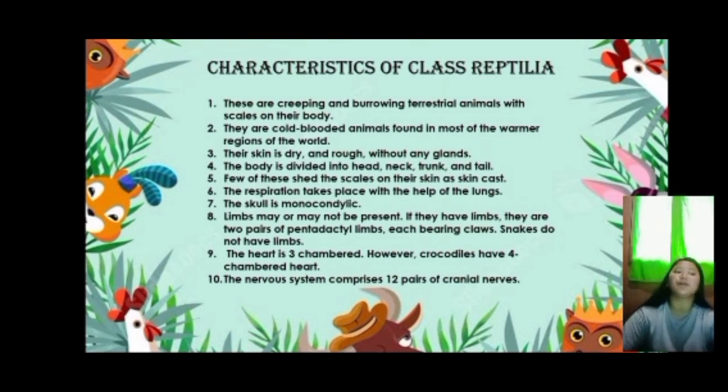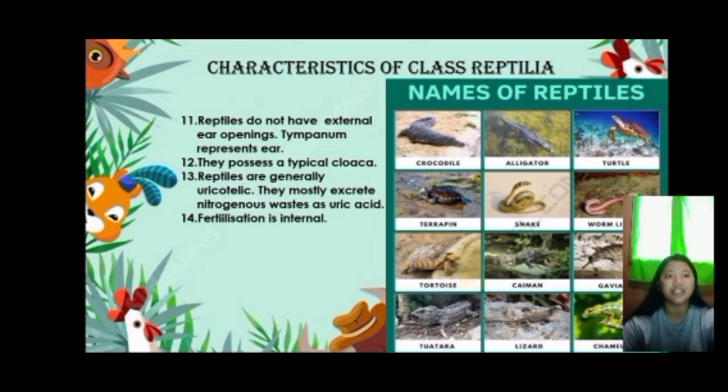The nervous system comprises 12 pairs of cranial nerves. Reptiles do not have an external ear opening. Instead, a tympanum represents the ear. They possess a typical cloaca. Reptiles are generally uricotelic. They mostly excrete nitrogenous waste as uric acid. Fertilization is internal. Examples of reptiles are crocodiles, alligator, turtle, terrapin, snake, worm lizard, tortoise, caiman, tuatara, lizards, and chameleon.